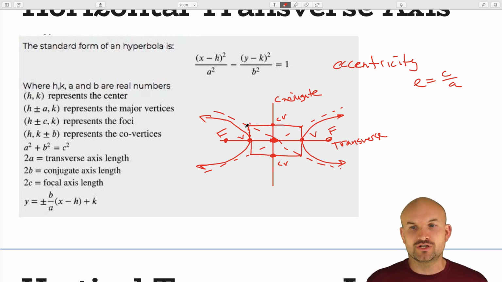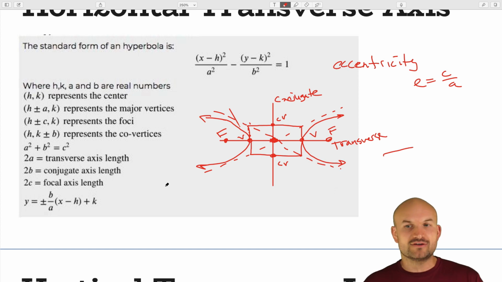I'd create this little rectangle, so you would understand how to go ahead and draw the asymptotes from there. Now, there is an equation for the asymptotes, which is fairly simple, but a lot of students will get it mixed up. And you can see I have it here: y equals plus or minus b over a times x minus h, plus k. So that is going to be the asymptote equation.